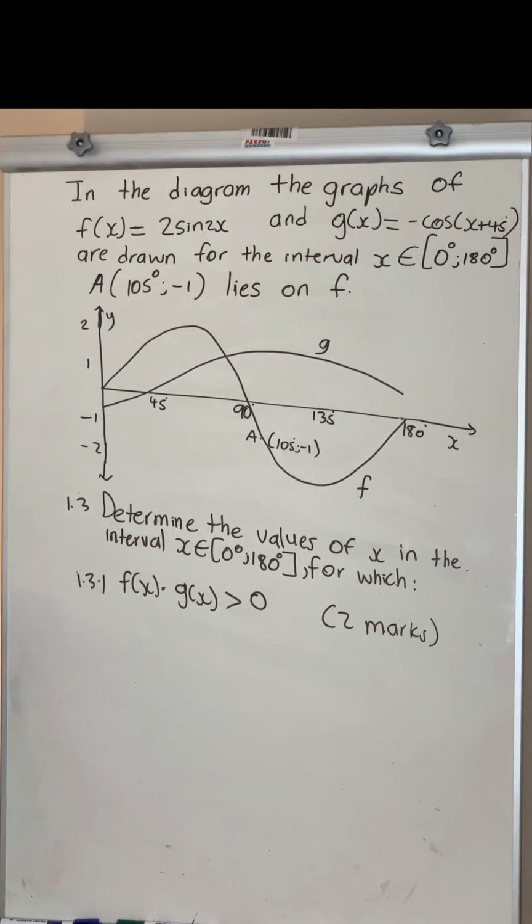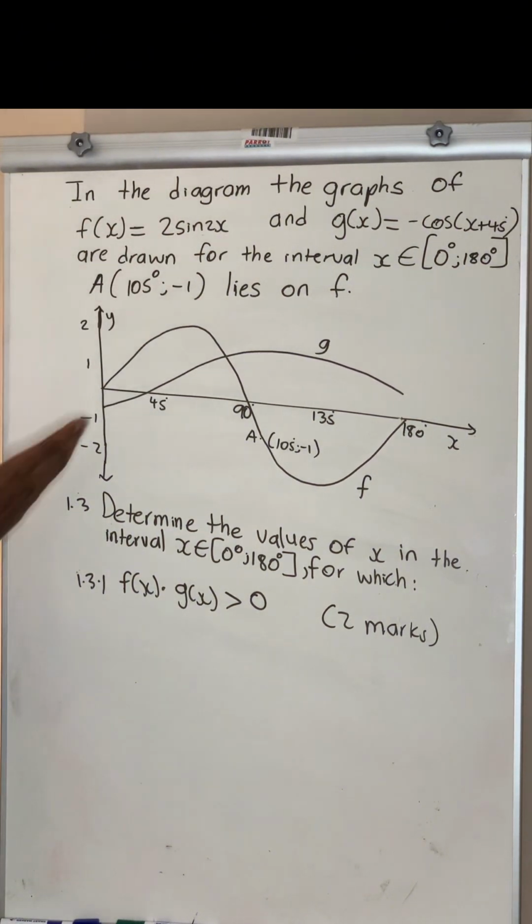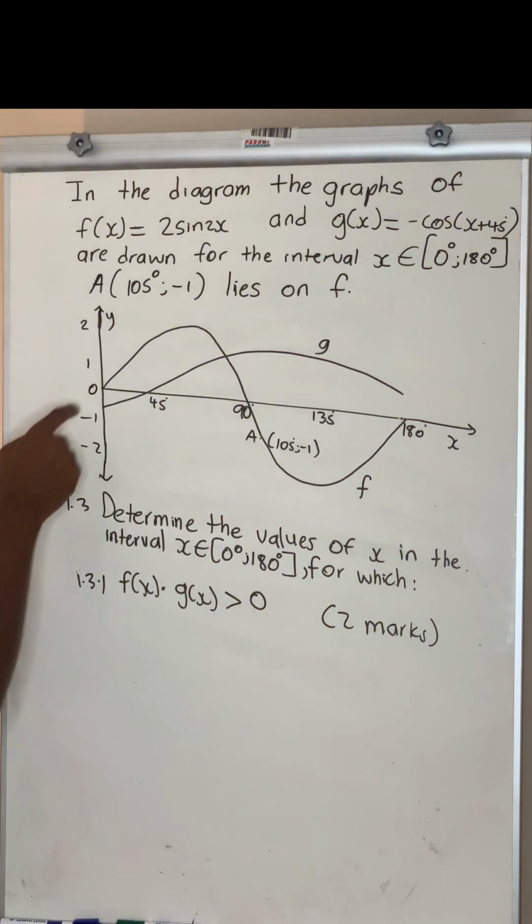Okay, so how can we solve this? They are asking for the values of x for which when you multiply these two functions, you get a positive output, which is basically above 0. Okay, so what can we do from here? Well, let's look at this diagram over here. From here, which is 0, at 0, the function f is over here. It's 0, and the function g at 0 is negative, it's below 0.